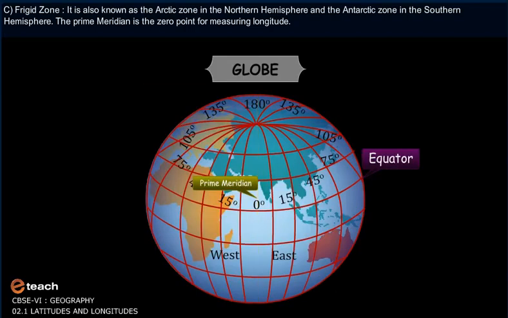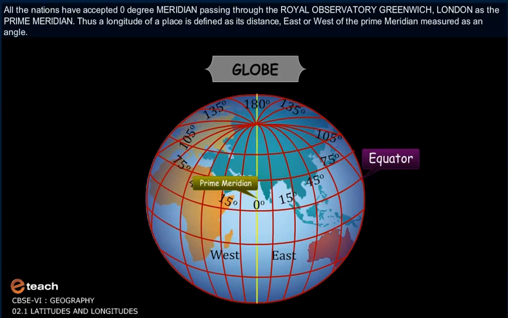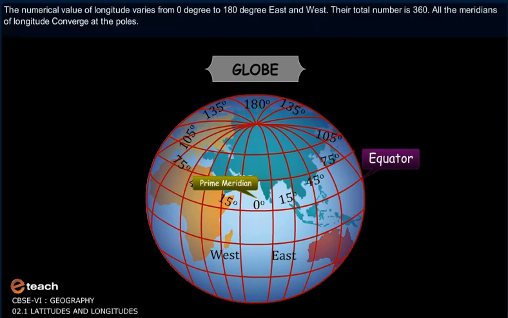The prime meridian, the 0 point for measuring longitude. All the nations 0-degree meridian passing. Thus, a longitude of a place west of the prime meridian is measured as an angle. The numerical value of longitude varies from 0 degree to 180 degree east and west. Then the total number is 360. Converge at the poles.